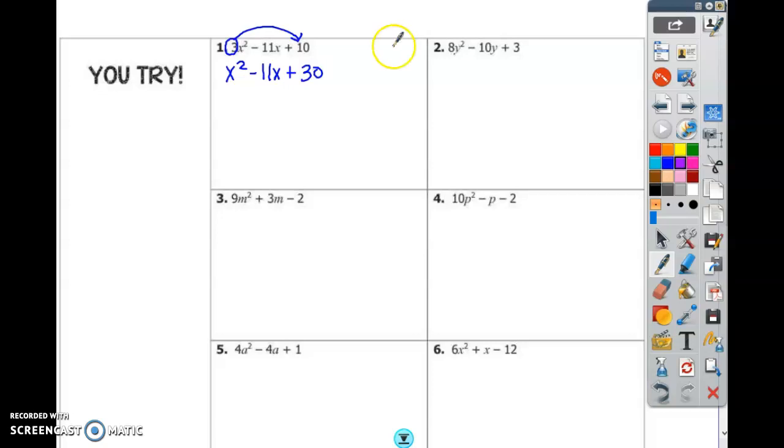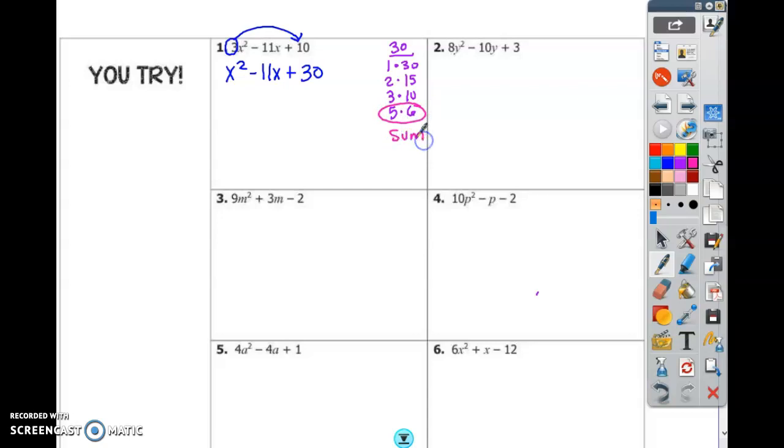So let's do 30. Factors of 30, what are they? We start with 1. 1 times 30. That way we don't miss anything. 2 times 15. 3 times 10. And 5 times 6. Which one of those gives me a sum or a difference of 11? 6 and 5 if I add them, right?